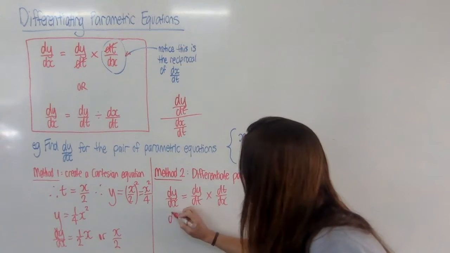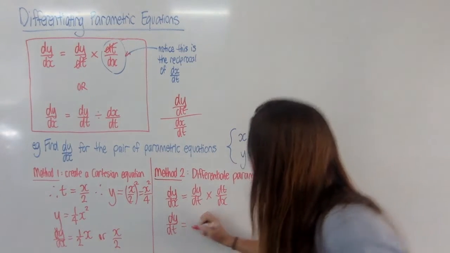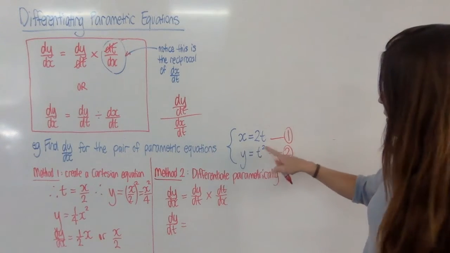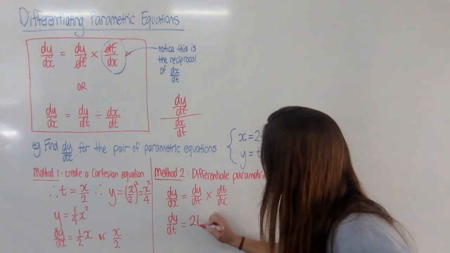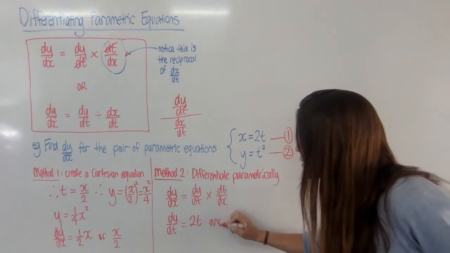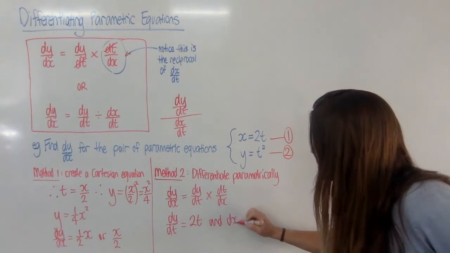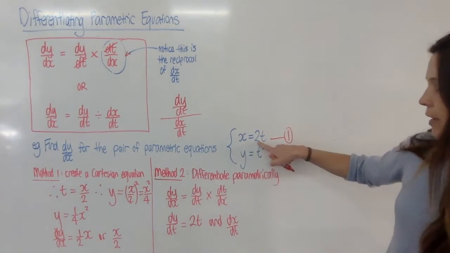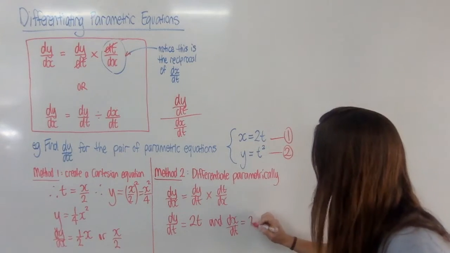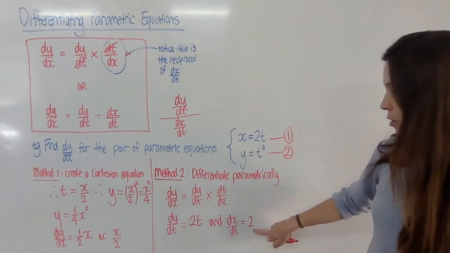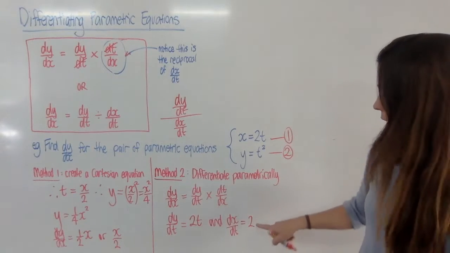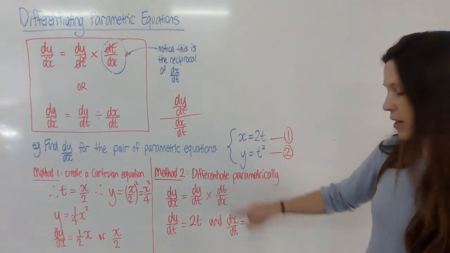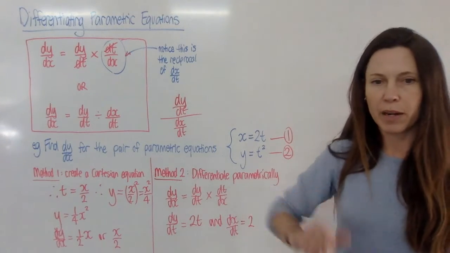Alright, so dy dt equals, well, can you differentiate y with respect to t? Yes, very easily. Just bring the 2 down and you're going to have 2t. And can you find dx dt, where we have to differentiate x with respect to t? Yes, that will give us just 2. So now we have both ingredients that we need for our recipe, except for this one, of course, we'll need to take the reciprocal of because I'm wanting dt dx and I've got dx dt, so I'm going to have to flip that upside down.